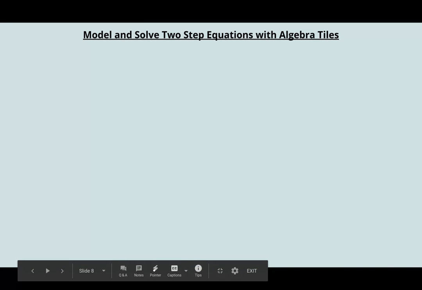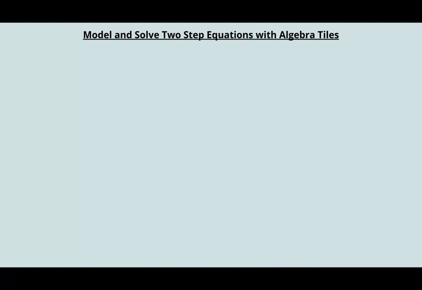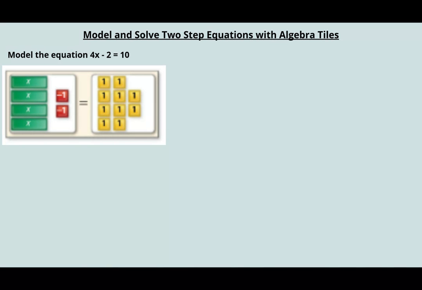So it says model and solve two-step equations with algebra tiles. That's what we're going to do right here. We're going to model the equation 4x minus 2 equals 10. It's very important to keep in mind that minus 2 and negative 2 operate the exact same way. They mean the same thing, and it's important for you to understand and make that connection when you're solving equations.